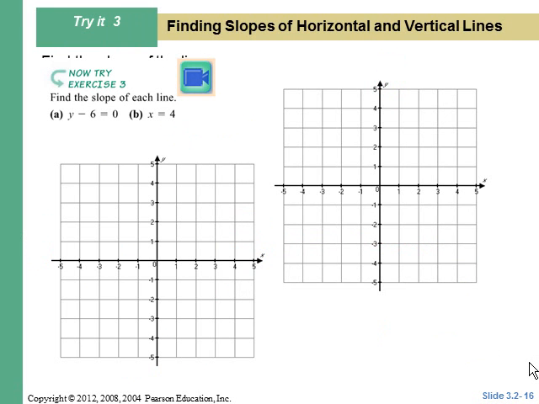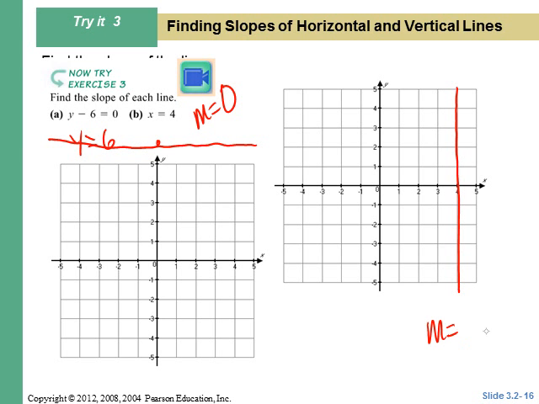Here's two to give practice on, and when you're ready, I'll show you how I did it. All right, we solved the first one for y. Y is 6, so we're going to put a dot up here at 6, horizontal line. Okay, the second one, x is 4, so we're going to put a vertical dot over here. The slope of a horizontal line is 0. The slope of a vertical line is undefined.